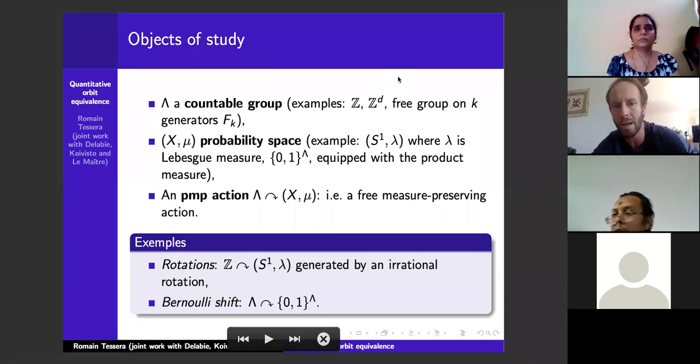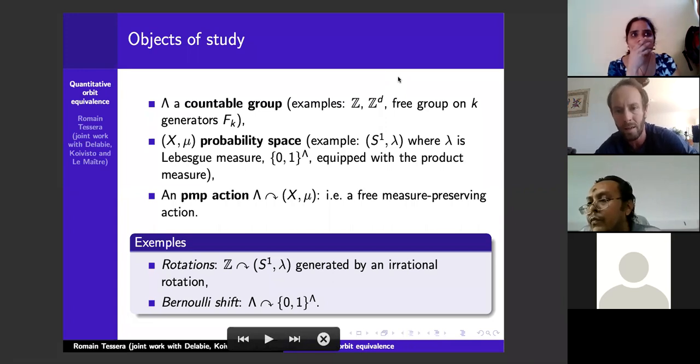So the first object are countable groups. So you may think of Z, Z^d, or free groups on finitely many generators, let's say. Although we are going to focus on amenable groups, so mostly Z and Z^d and other examples that we will see later on.